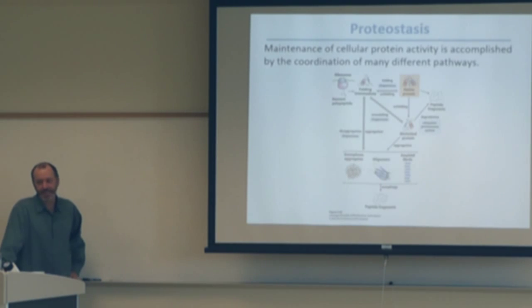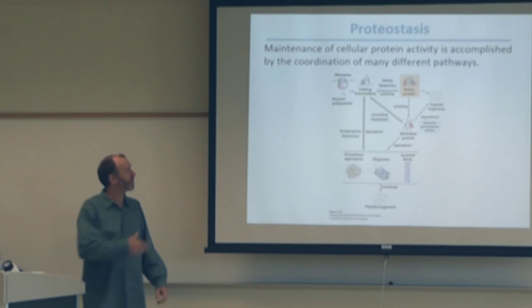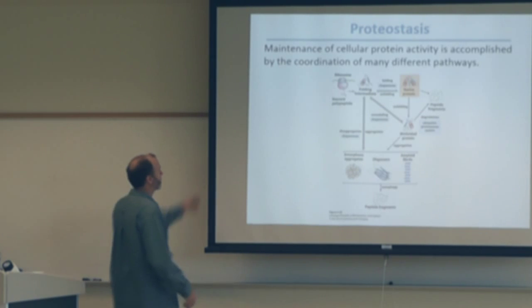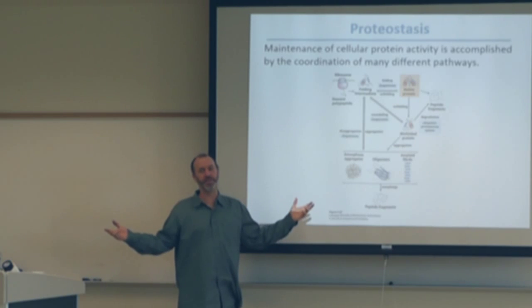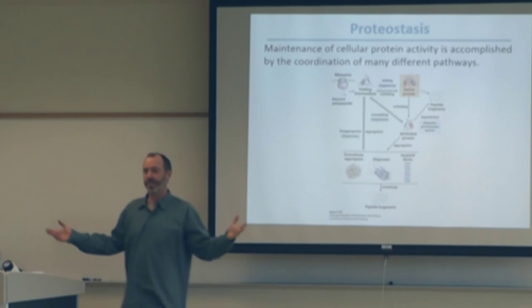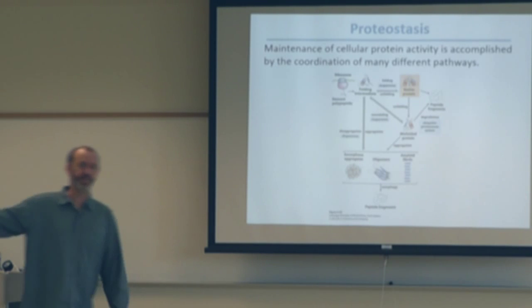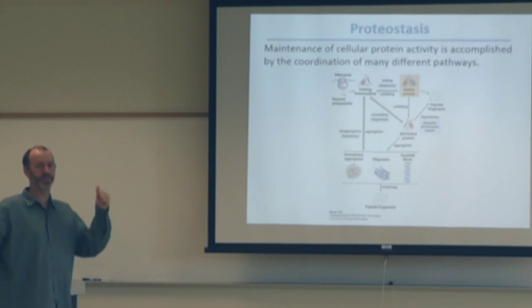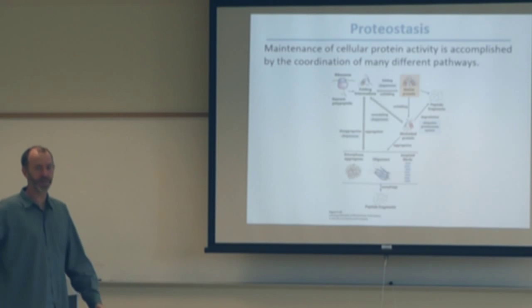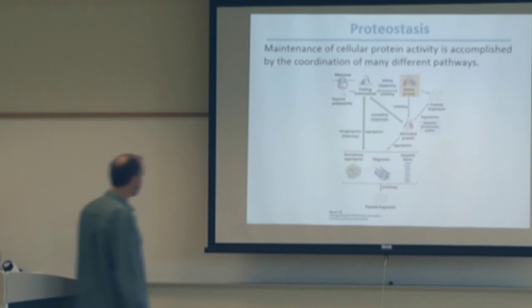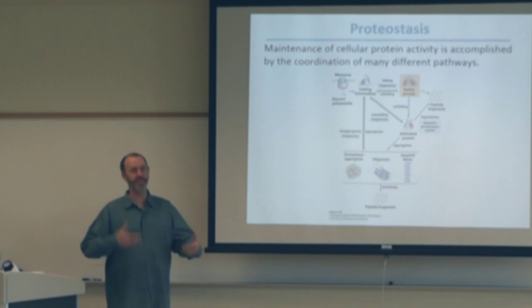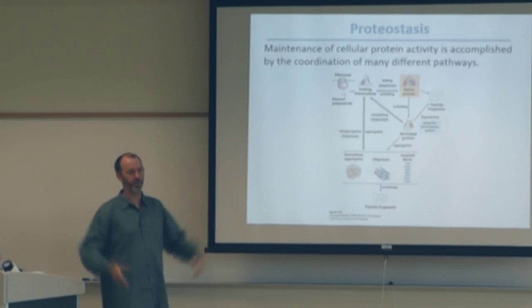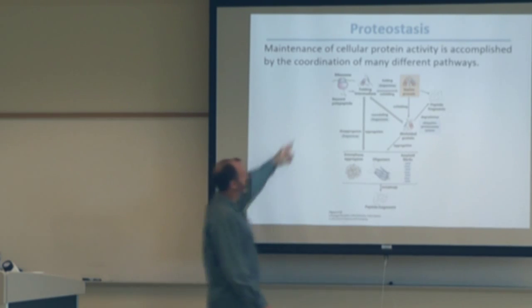So proteostasis, what is that? That's the maintenance of our cellular protein activities accomplished by the coordination of many different pathways. So we make these proteins, they don't last forever, and we have to be able to control and react to the outside environment by either increasing the amount of that protein or decreasing the amount or activity of that protein, right? So proteostasis is the maintenance of constant, normal protein activity. And there's a lot of things that are involved in that.